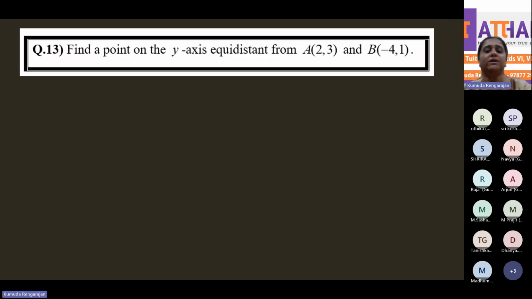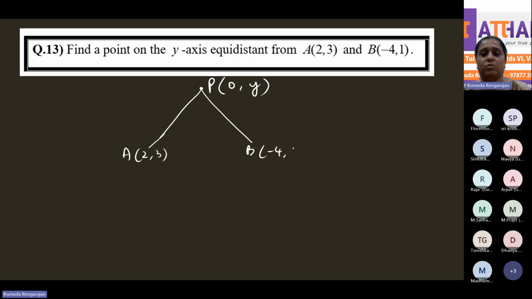Next one. Find the point on the y-axis equidistant from A and B. So let the point P on the y-axis be (0, y), because we know that every point on the y-axis will be of this form. Now this is equidistant from A and B. A is (2, 3), B is (-4, 1). So again the condition is PA equals PB, or PA square equals PB square. Work this and find the value of y.